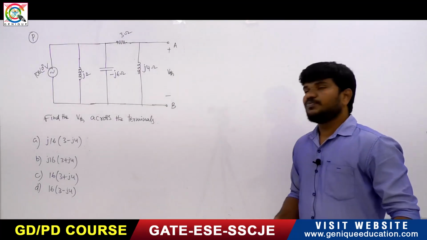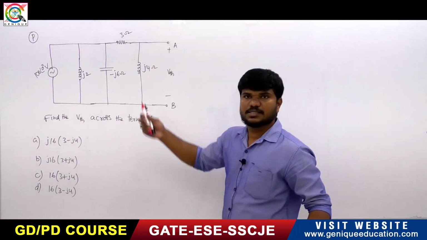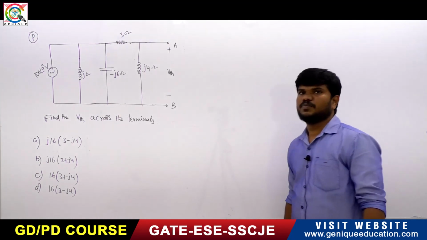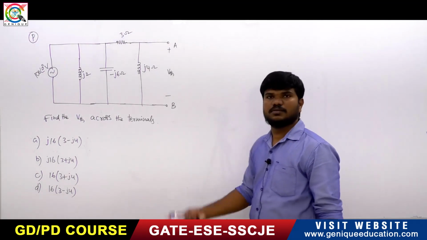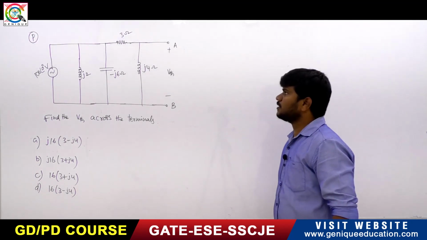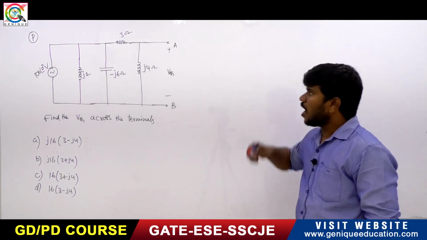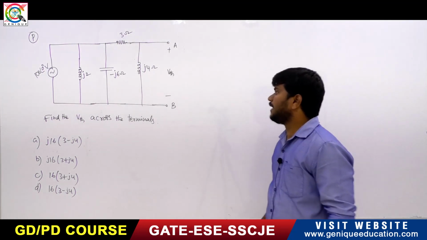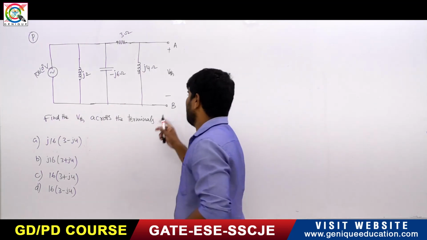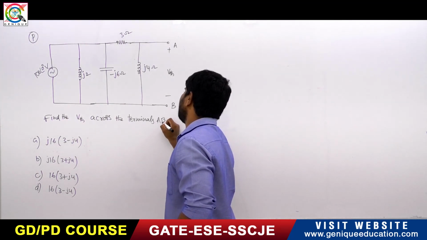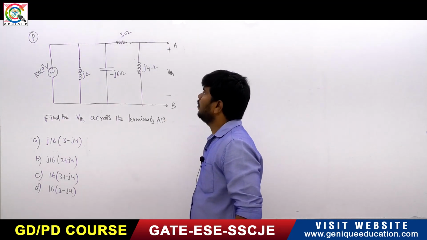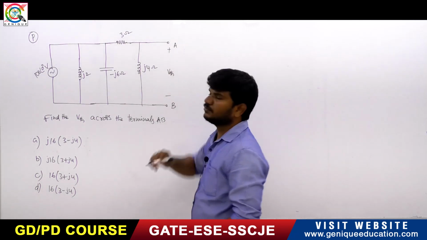So this is the next question on the Thevenin theorem. It's a simple question. You observe this, and some of you may get confused. By observing the circuit, he asked us to find the VTH across the terminals A and B. We have to find the VTH.